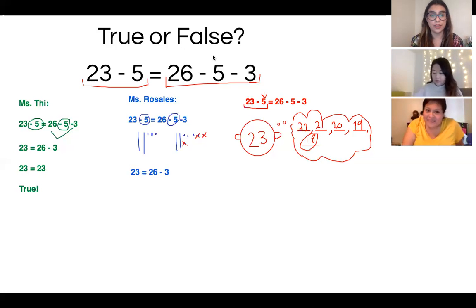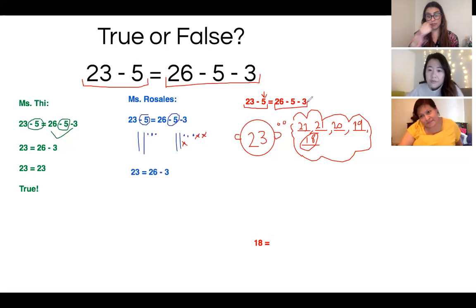So we're going to write that in our number sentence. I'm going to put it on the bottom right here. 18 is the same as, and let's check the other part of our number sentence. So we started with the left side of our number sentence, and now let's look at our right side. So how can we solve this? We have 26 minus 5 minus 3.